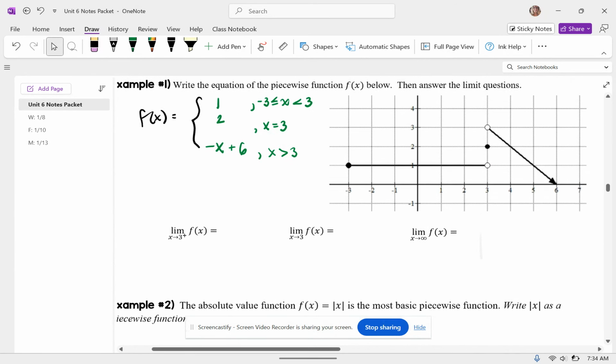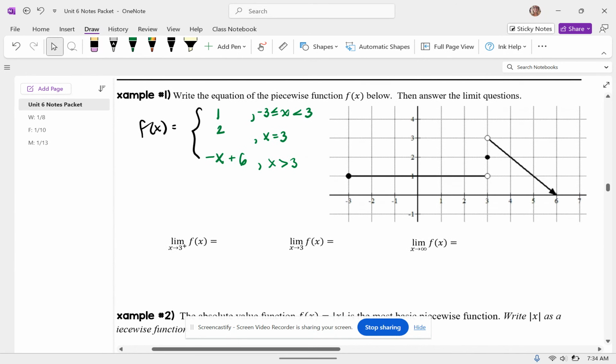So, let's examine the limit as x approaches 3 from the right. What is it? Bertram, where are you at? What's the y? It's coming in. It's 3. What's the limit as x approaches 3 in total?